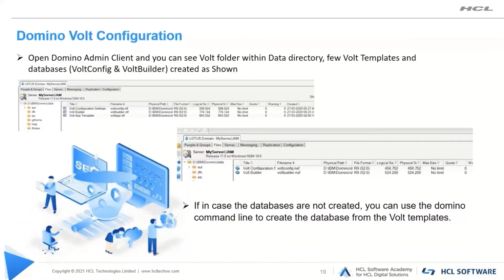We completed the installation and restarted the Domino server. Now when you connect to the Domino server using the administrator client, we can see the Volt folder within the data directory. Under this directory, we can see a few Volt templates and databases, that is Volt config and Volt builder. We will discuss these databases in the coming slides.